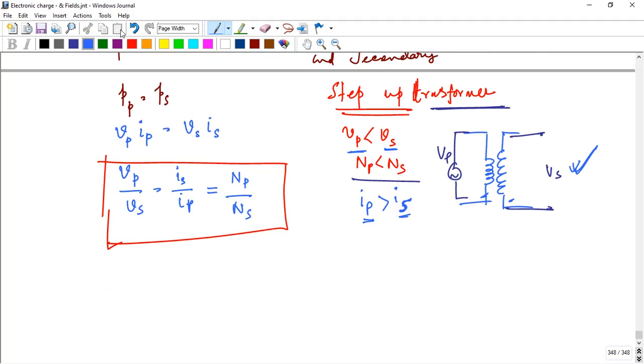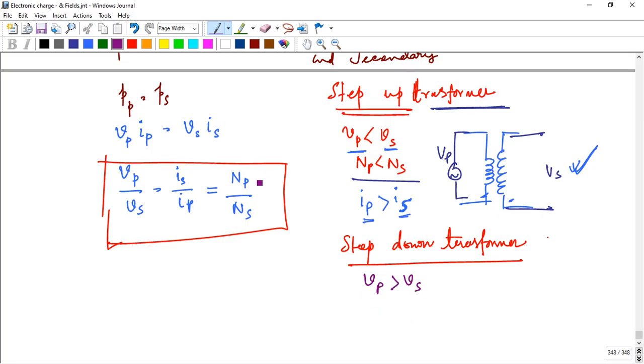Same concept for the step down transformer. So step down means, very easy to see, that the output voltage is lesser than the primary voltage. So Vp is greater than Vs. So here Np is obviously greater than Ns. Now current in primary is less than current in secondary.